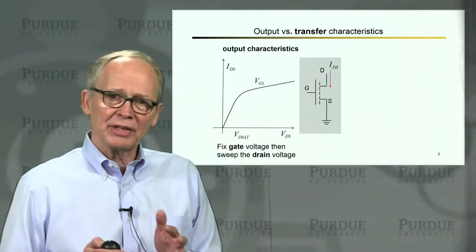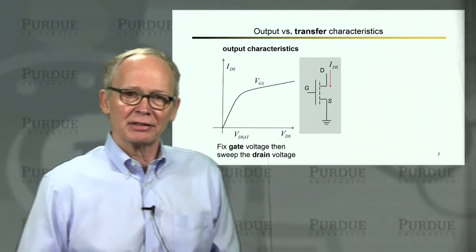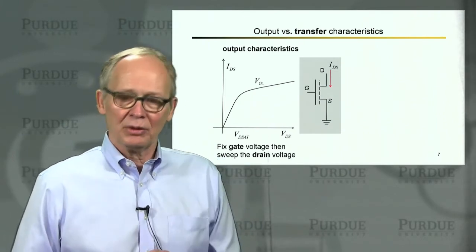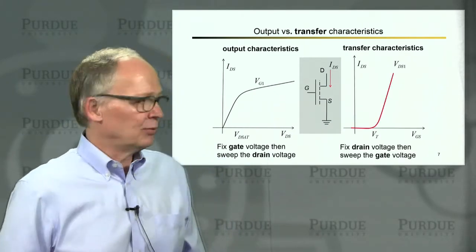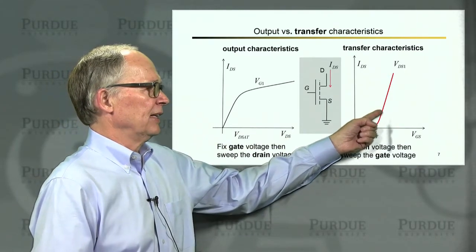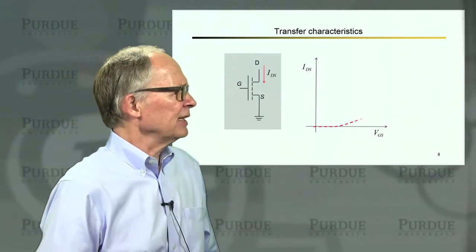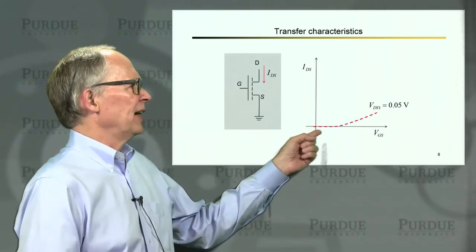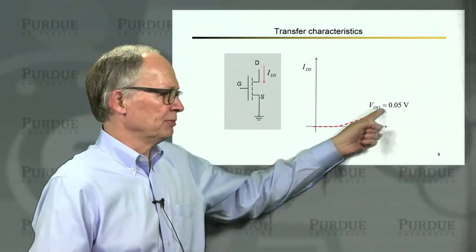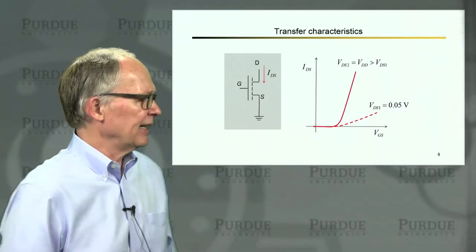Okay, so those are some key parameters in the output characteristics. Let's look at the transfer characteristics. So remember, in the transfer characteristics, we fix the drain voltage and we sweep the gate voltage. So if we fix the drain voltage at some particular VDS, we'll get a curve that looks like that. If I look at that a little more carefully, if I fix it at a low drain voltage, now I'm operating in the linear region and I'm sweeping the gate voltage. And I'll get a characteristic that will look like that.